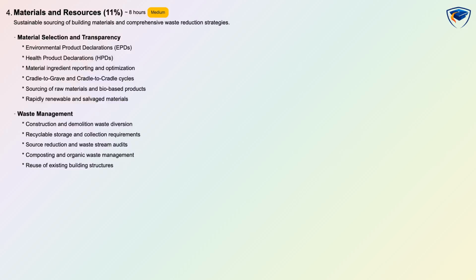Materials and resources accounts for 11%, is medium difficulty, estimated 8 hours of study, and assessed with conceptual and scenario-based items. You will learn sustainable material selection and transparency tools like environmental product declarations and health product declarations, material ingredient reporting, cradle-to-grave and cradle-to-cradle cycles, and sourcing of bio-based, rapidly renewable, and salvaged materials.